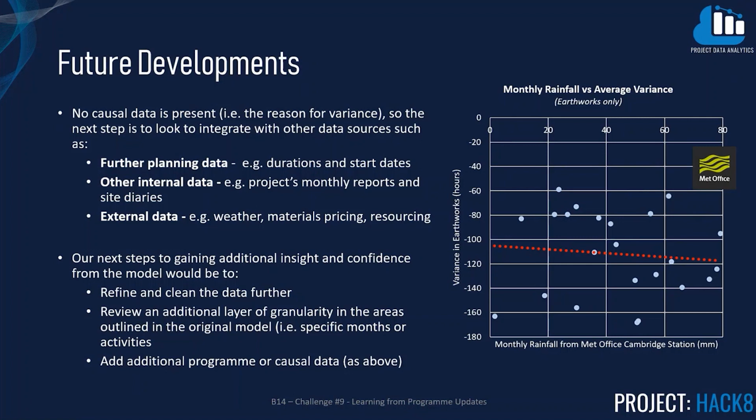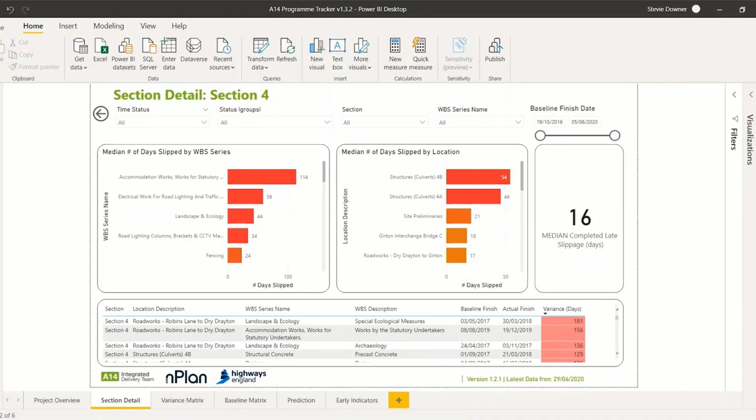In terms of the model, what we have created could be further refined through an iterative process of adding, cleaning and refining data to move towards higher accuracy, higher granularity and clearer conclusions. The top 5 WBS groupings of activities that appear to be particularly unstable: accommodation works, electrical works, landscape and ecology, lighting and fencing, are shown in the chart labelled median number of days slipped by WBS series. These groups have significant variances between actual finish date and baseline finish date. The higher the number, the higher the average slippage.